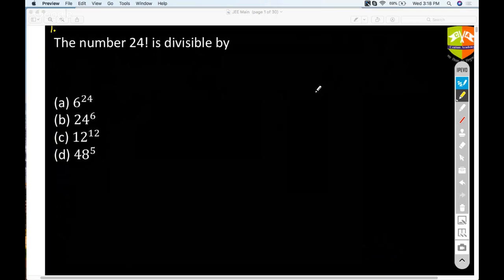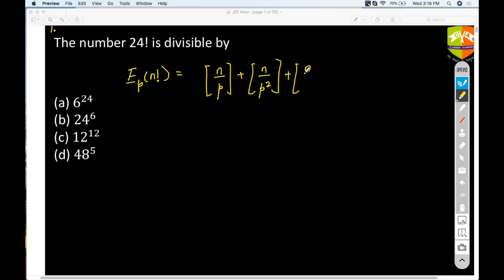Okay, for this question, I'll just give you a hint. We all know that the exponent of any prime number p in n factorial is given by the formula: floor of n by p, plus floor of n by p square, plus floor of n by p cube, and so on, till we start getting zeros. Correct?